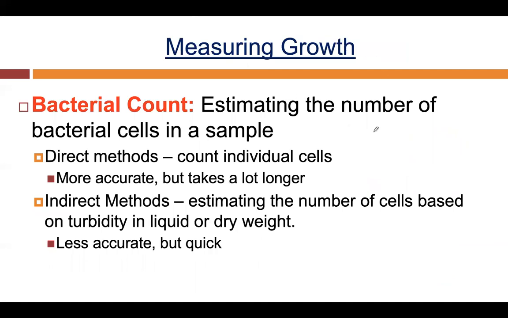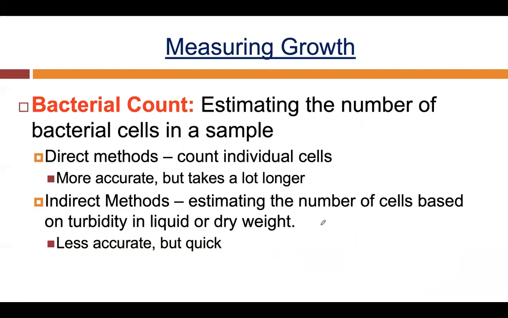Measuring growth: how we actually count the number of bacteria. There are two different methods, direct methods and indirect methods. Direct methods count individual cells. They are more accurate, but take a lot longer. That's the exact counting of bacterial cells, but it takes time.